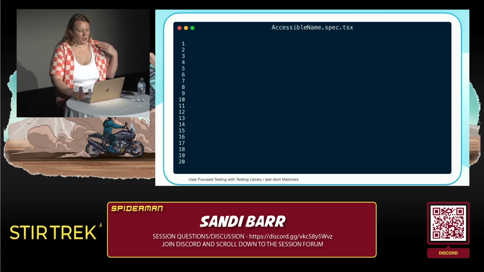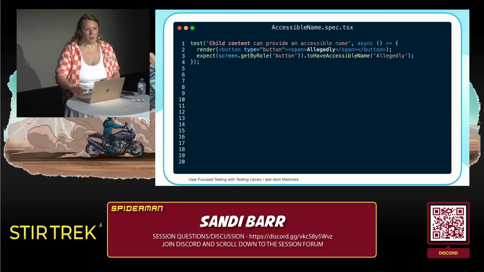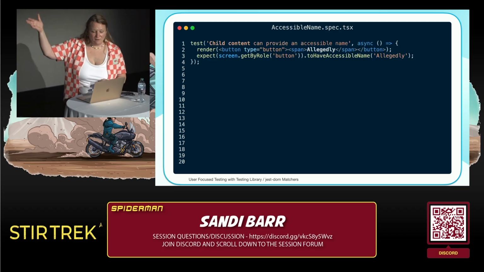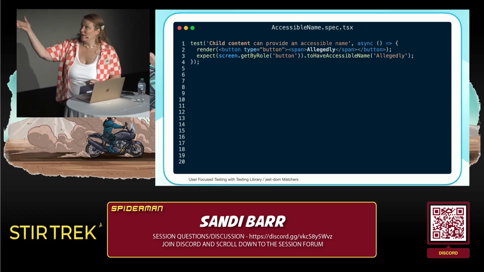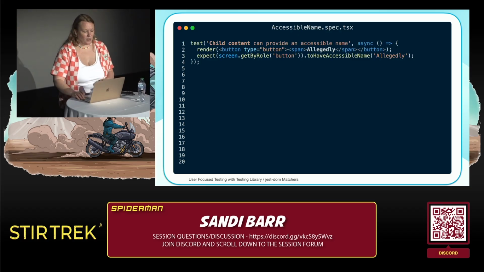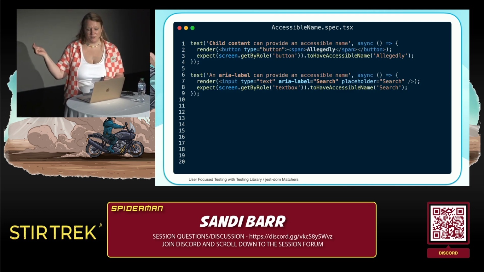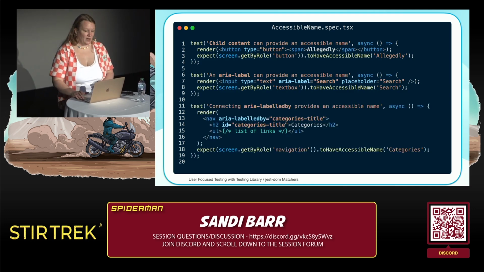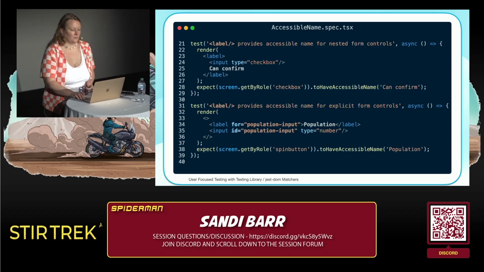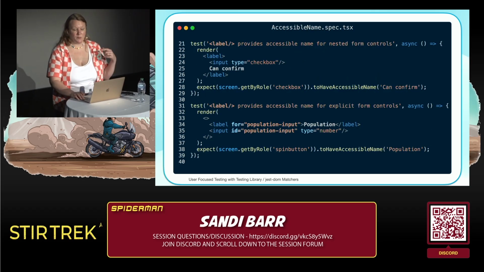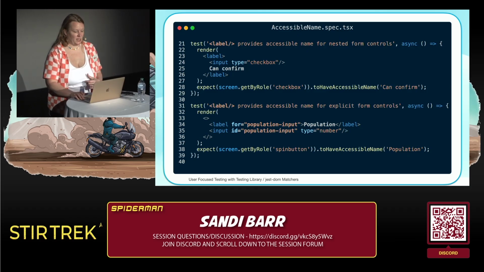So for example, an element's accessible name can come from child content, as we have here with a button that contains text, or an ARIA label, as I'm showing with this input with the ARIA label search, or by referencing content with ARIA labeled by. Form controls should be paired with a label for the accessible name.